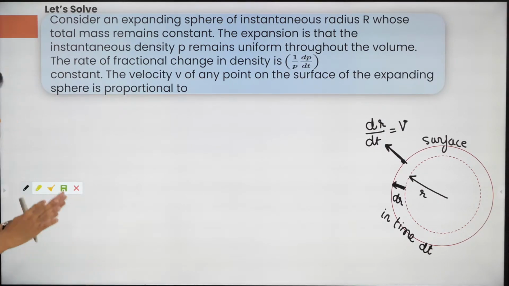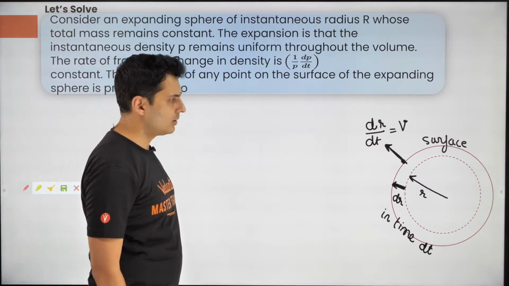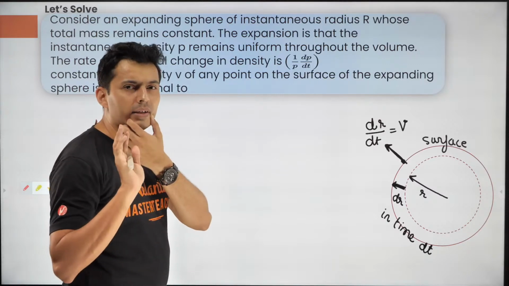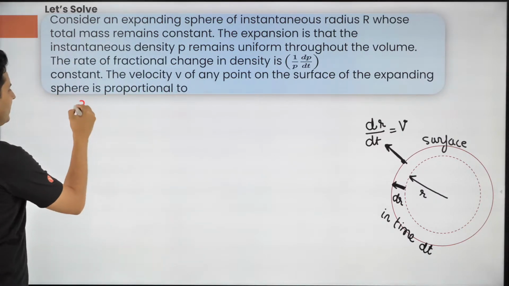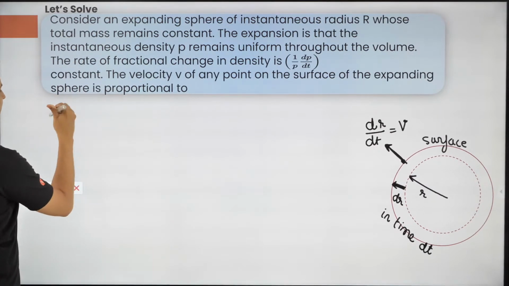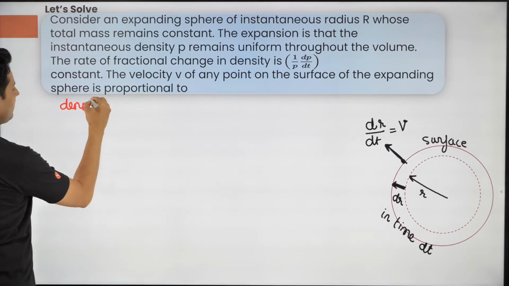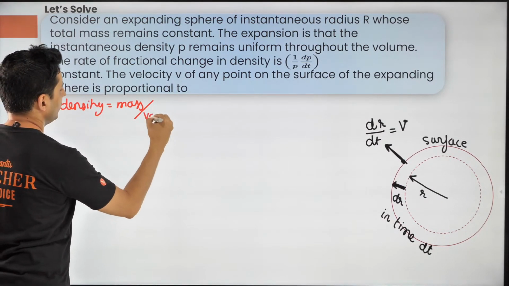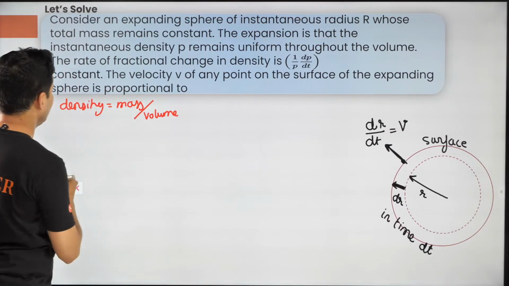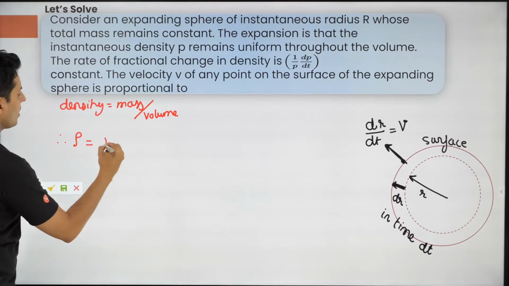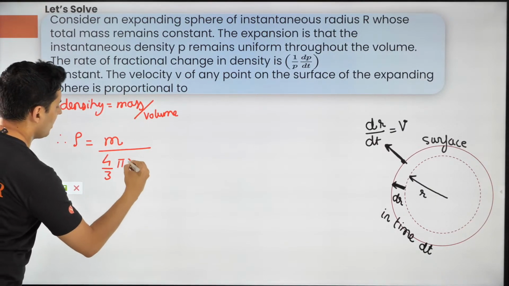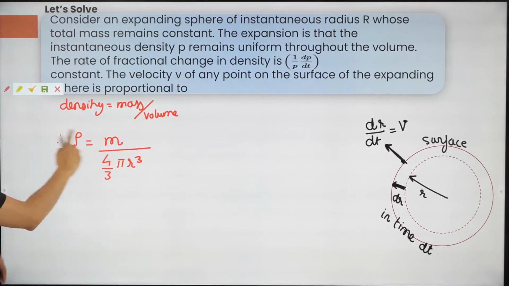Okay, now focus, minions, focus. How to do this problem? Let's go by the simple definition. What is density? Let's start with that. Density is mass divided by volume. That's the standard definition of density. So density over here is rho, mass is m, and volume, it's a sphere, right? So 4 by 3 pi r cube. Okay, cool. Let's just rearrange this.